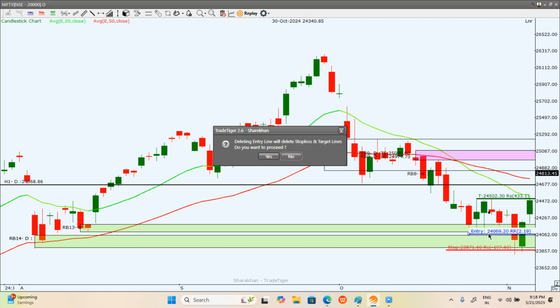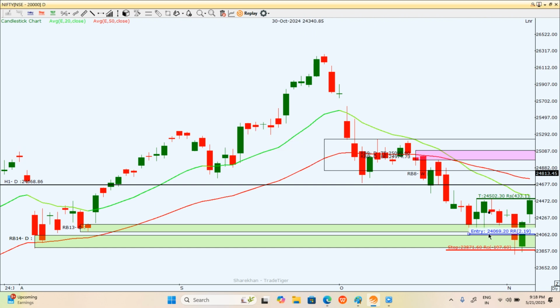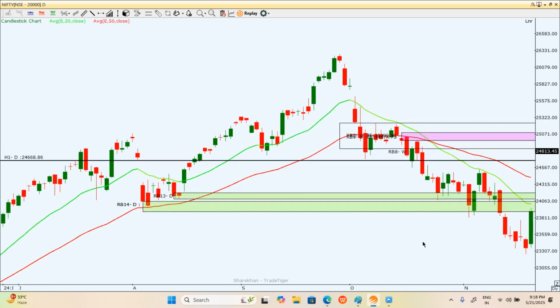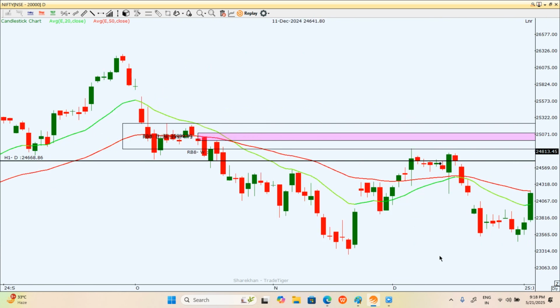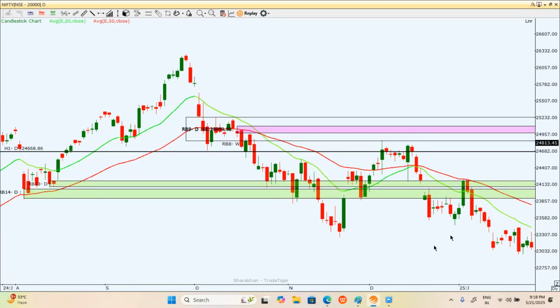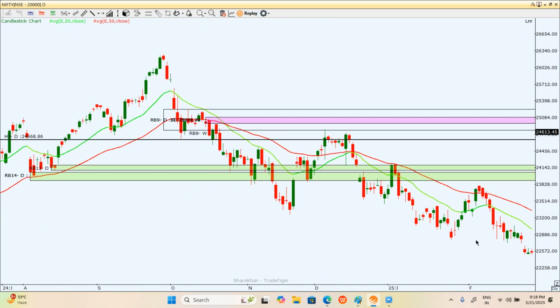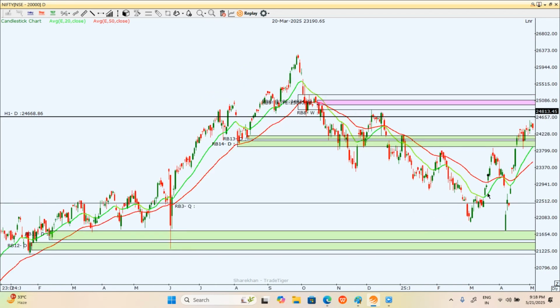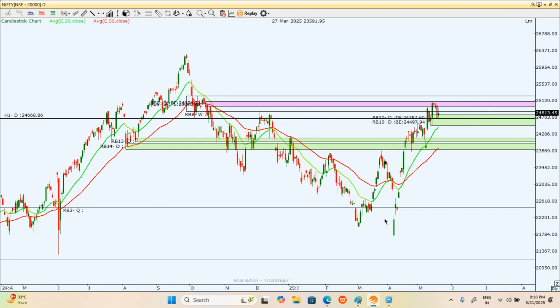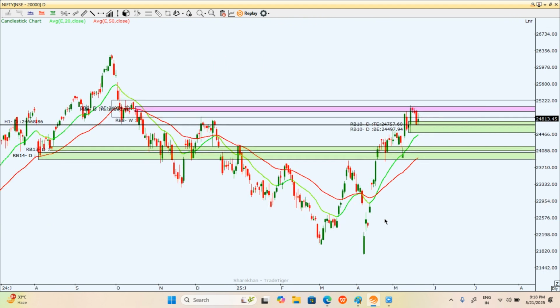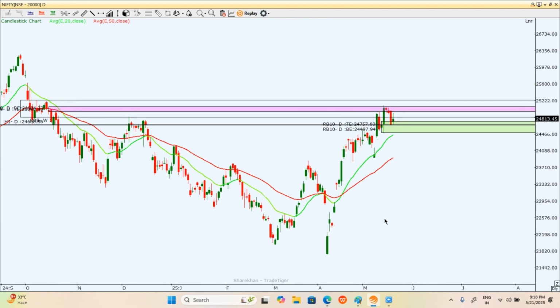Whenever there are two demand zones nearby, it is always better to merge both the demand zones, or both the supply zones, and then play with the area. Do not forget to merge both the areas. If you forget to merge them, they may or may not work. It totally depends upon the buying and the selling pressure. But whenever you merge, you get a better probability that you won't get trapped. So it's always better to merge both the demand zones or both the supply zones.